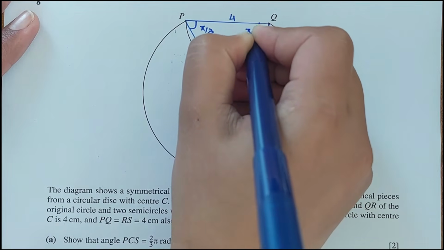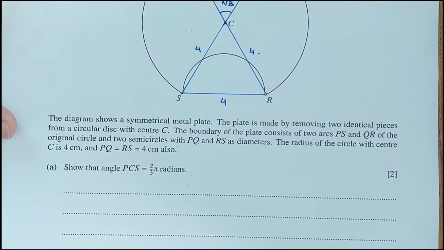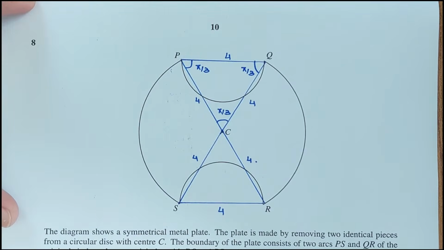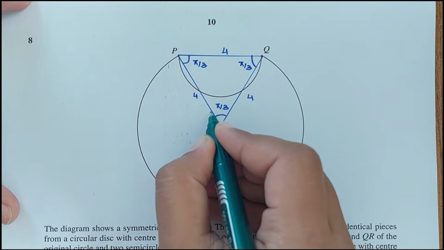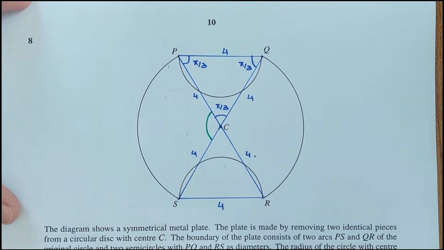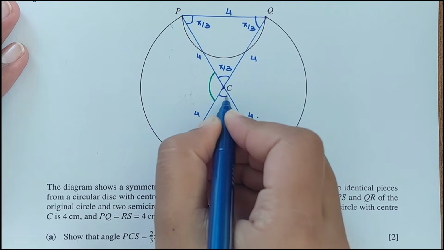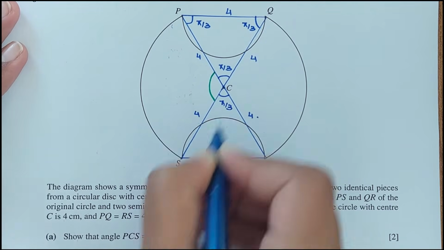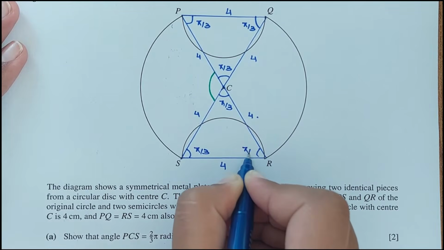The three sides are the same, the three angles are the same. Part A: show that the angle PCS is 2 pi over 3 radians. This angle PCS we have to solve. This is also equal to pi by 3, pi by 3 and pi by 3.